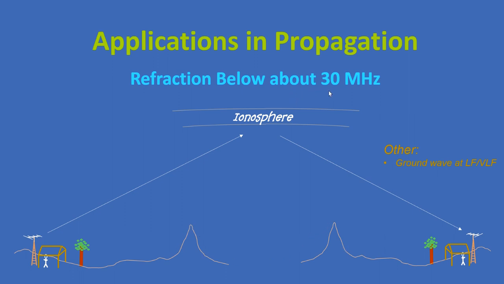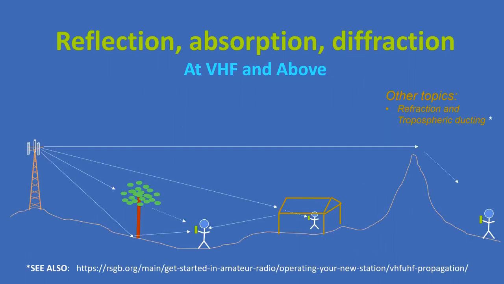As a little side note, well below 30 megahertz, in fact below 3 megahertz, you can get a lot of what's called ground wave propagation at low frequency and very low frequency. I won't go into that, but you could search for that and learn more about it. The topic of this video is, of course, reflection and the associated things like absorption, diffraction, and so forth.